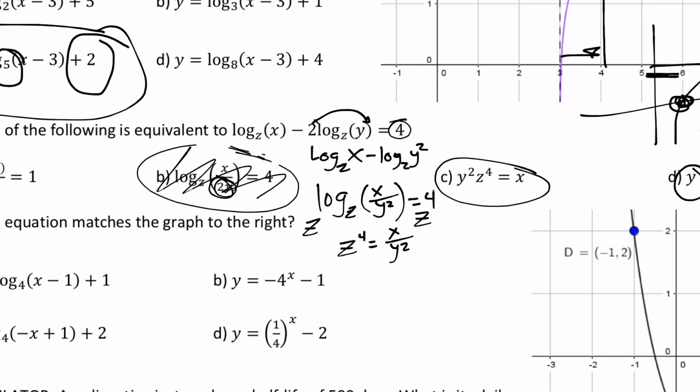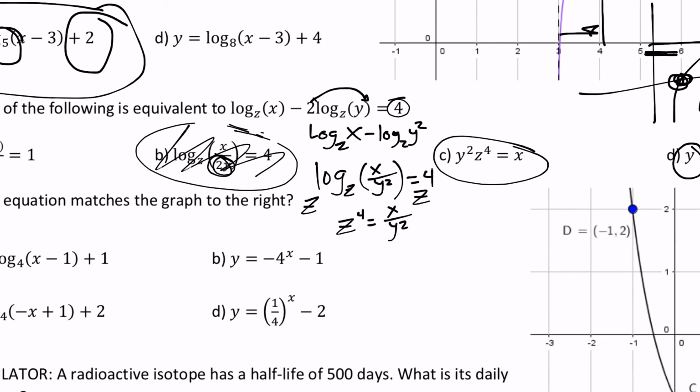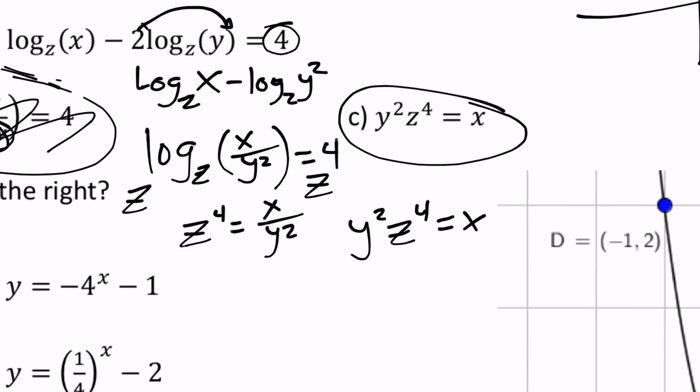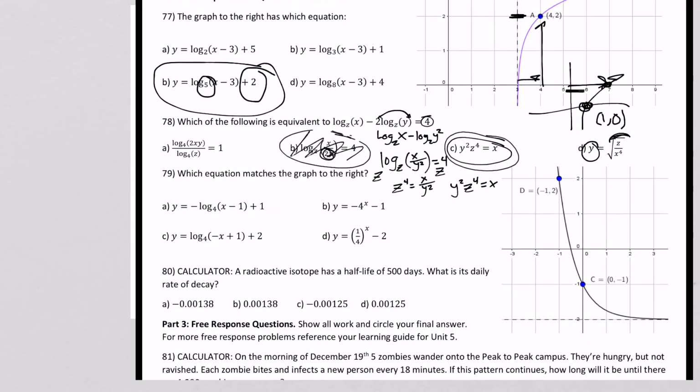So if you look at that, that's still not any of these answers, but if I multiply by y squared on both sides, then I get y squared z to the 4th equals x, which is option C, right there.